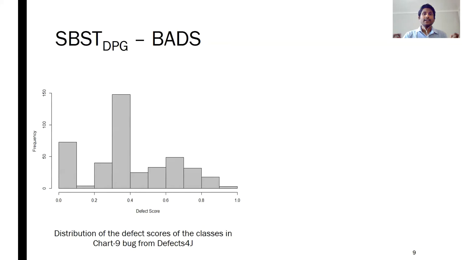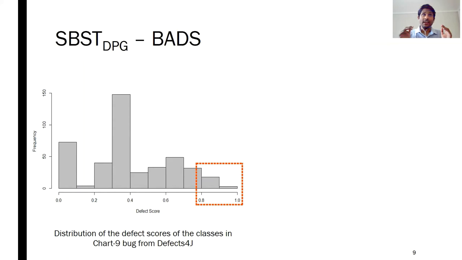We can see there are only a small number of highly likely to be defective classes in the project, according to the defect predictor. These are rounded by the red square on the screen. We can be sure that the actual buggy class is more likely to be in these classes. Therefore, we need to allocate a large time budget for these small number of classes in order to increase the chances of finding the bug.